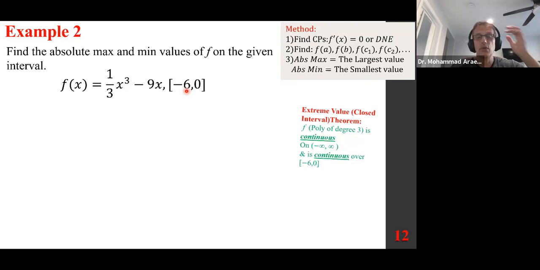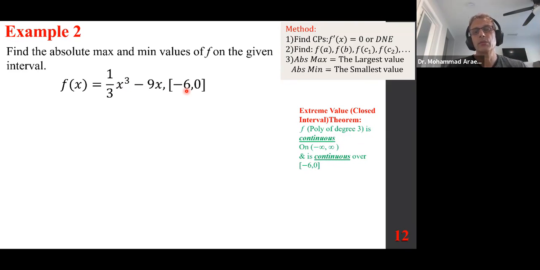So that's the first thing we have to be very careful of. It's a polynomial of degree 3, so it's continuous from negative to positive infinity, and it is therefore continuous over the interval of -6 to 0. That means the closed interval theorem applies. Let's find f prime of x. So 1/3 times 3x squared makes it x squared, minus 9x gives us -9.